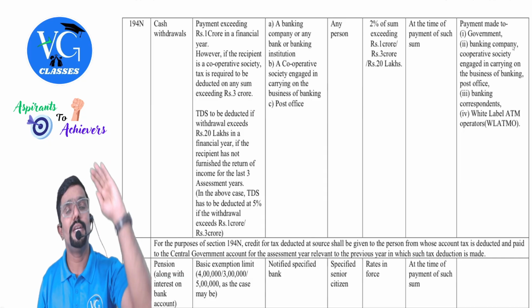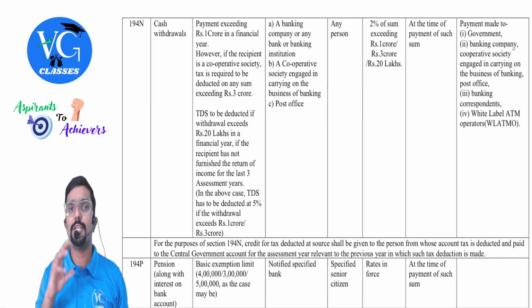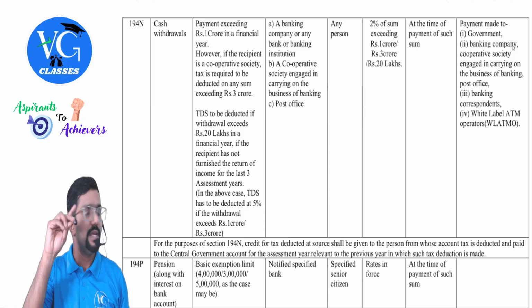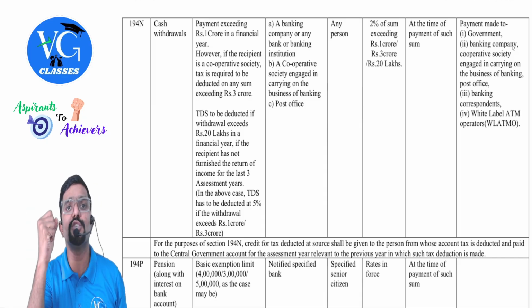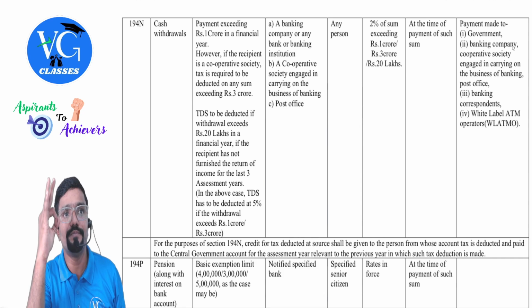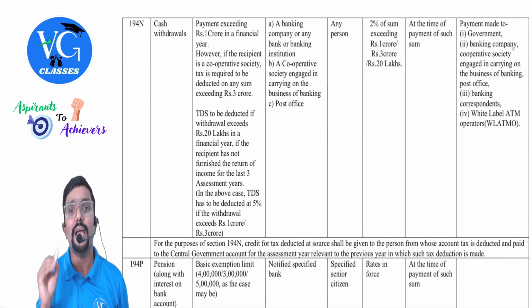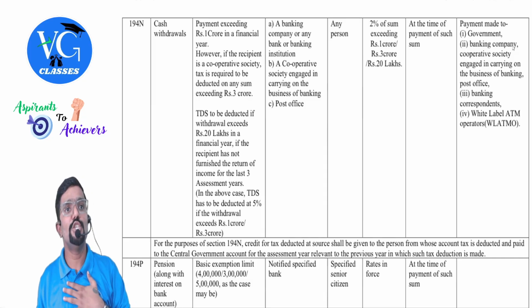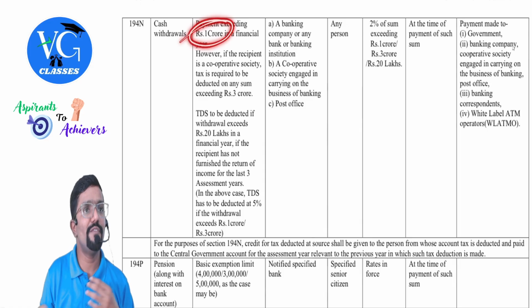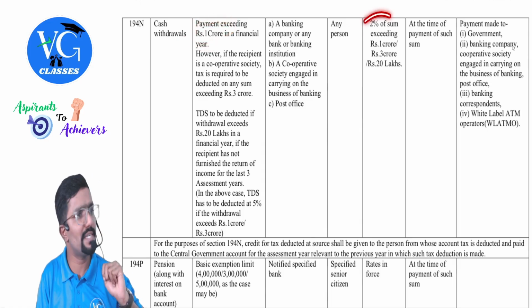Again, special. Till now, whatever we learned, assume the threshold limit is 20,000. If I pay 30,000, how much TDS should I deduct? On the entire 30,000. But here it is different. They are asking you to deduct TDS only on the excess amount. Assume I am covered under this point. So if I withdraw more than 1 crore, they will deduct TDS at 2%.